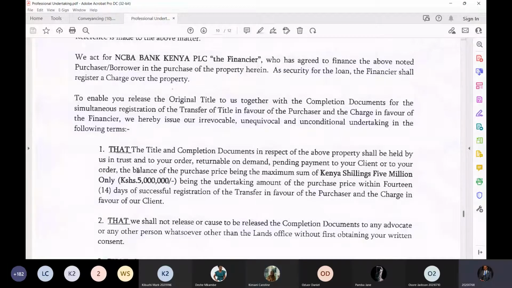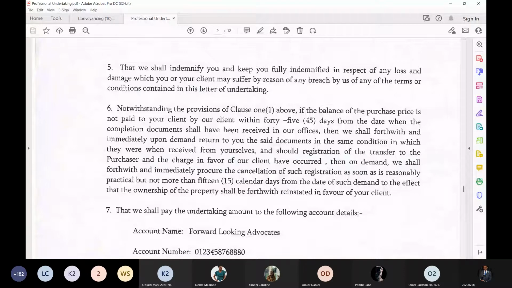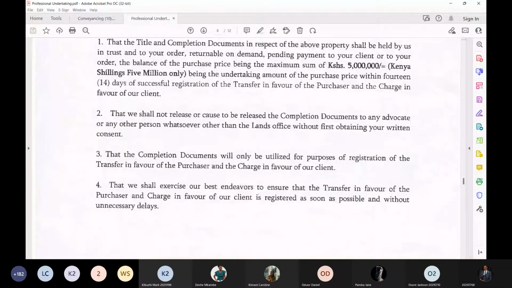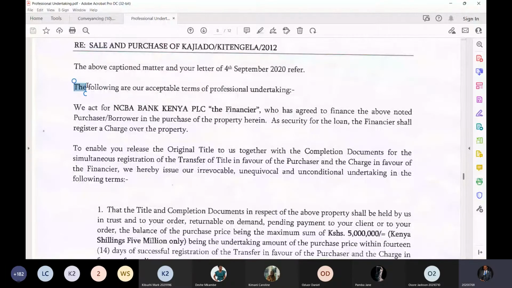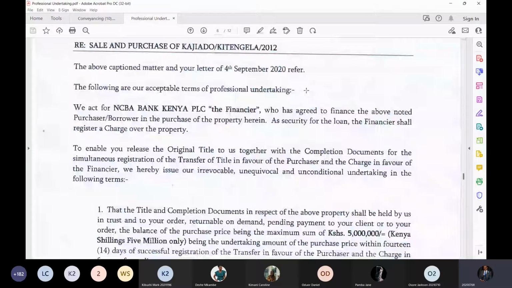Okay, that's a good question. It's simple. It's just the same undertaking that is here, but you will just add one simple line at the top here. That's the only line you will add. That's the difference. So if you're told to issue terms of an undertaking, now this arises whereby NCBA will write to the vendor and say, kindly issue us with your favorable terms for the undertaking. Now as advocates for the vendor, you have your terms.